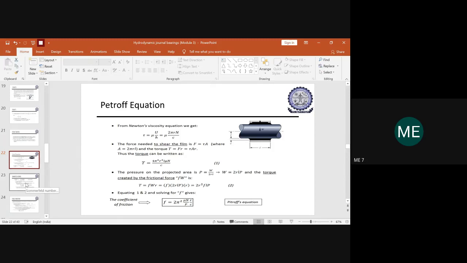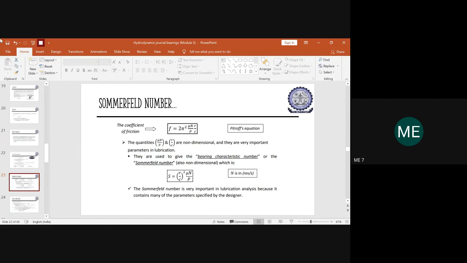In this, I told you we have two parts, right? Basically, this is the coefficient of friction equation derived by Mr. Petroff, and hence it is also called Petroff's equation for the journal bearing. To calculate the coefficient of friction in any journal bearing, this is the formula we have to use. In this, you have two separate quantities. One is mu n by p, which I told you to write separately, and r by c.